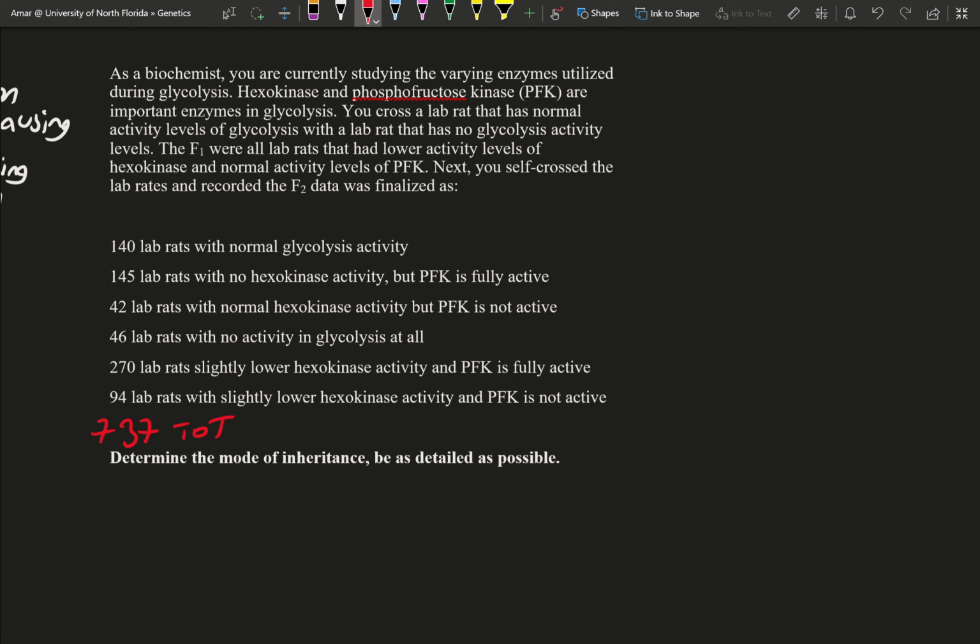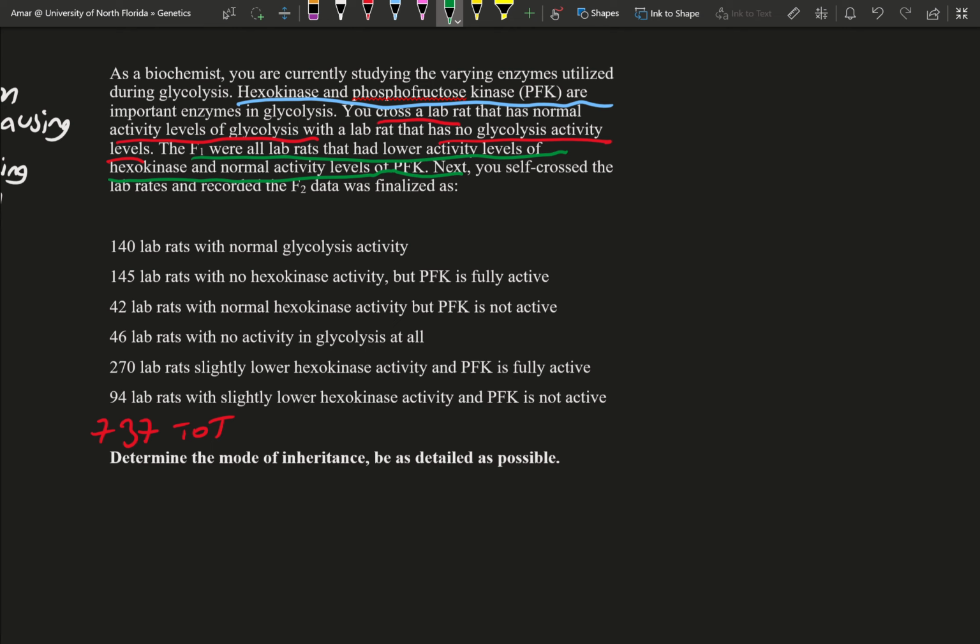So what's happening here is you're crossing a lab rat that has normal activity levels of glycolysis with a lab rat that has no glycolysis activity levels. And then it tells you before in the problem that hexokinase and phosphofructokinase are important enzymes. When you read the problem, it tells you next that the F1 were all lab rats that had lower activities of hexokinase, but normal activities of phosphofructokinase. So then you cross these together and you get a data set that is like this.